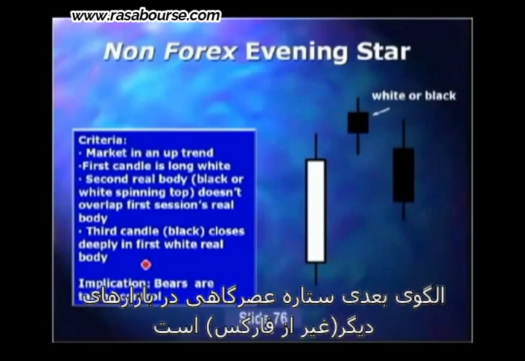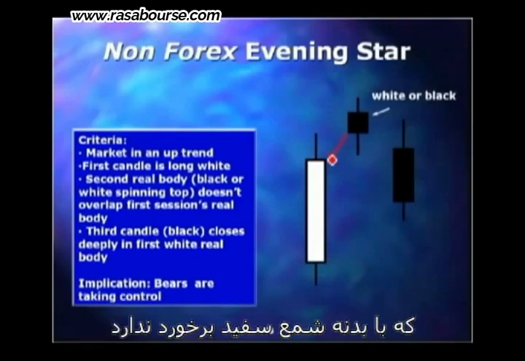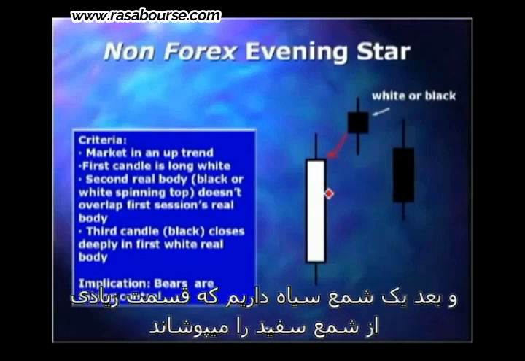Okay, here we have the evening star. Non-forex: a white candle real body, then a black or white real body that ideally doesn't touch the white real body, and then a black candle that gets deeply into the white candle.